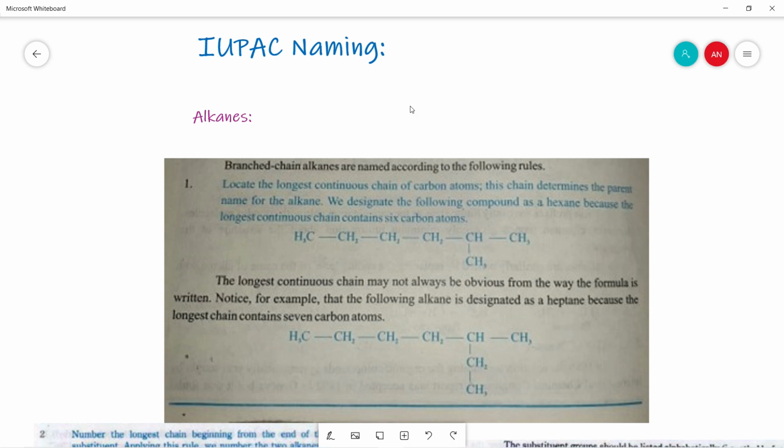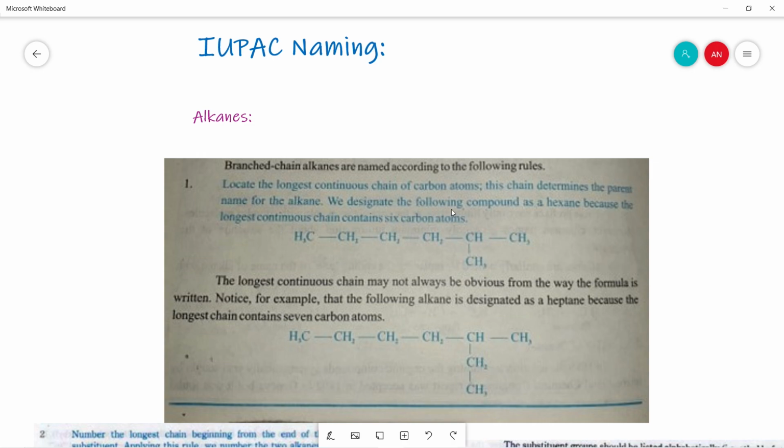We'll discuss the names of different complex structures, how to name them, and if names are given, how to write the structure formula of those compounds. So now we are starting nomenclature. First of all we will discuss the rules. Number 1, locate the longest continuous chain of carbon atoms. This chain determines the parent name for the alkane.